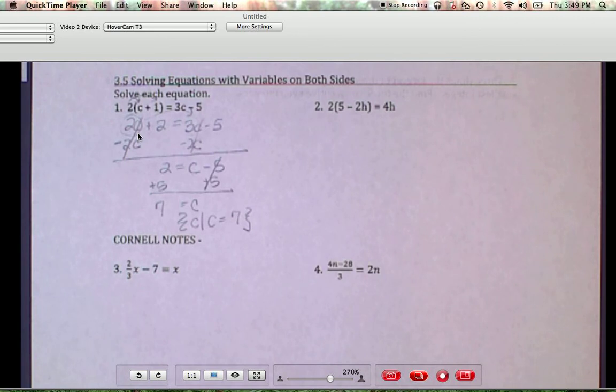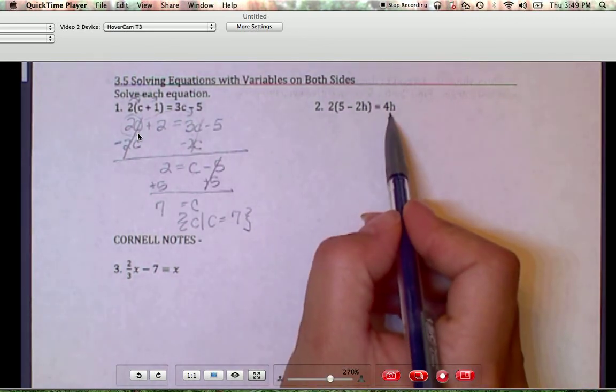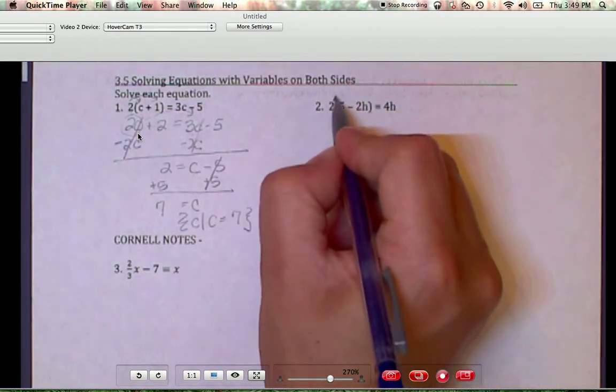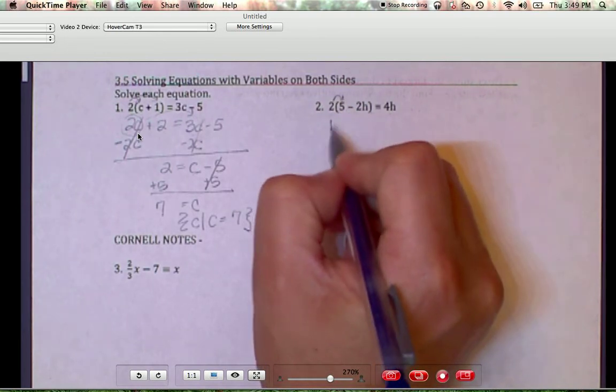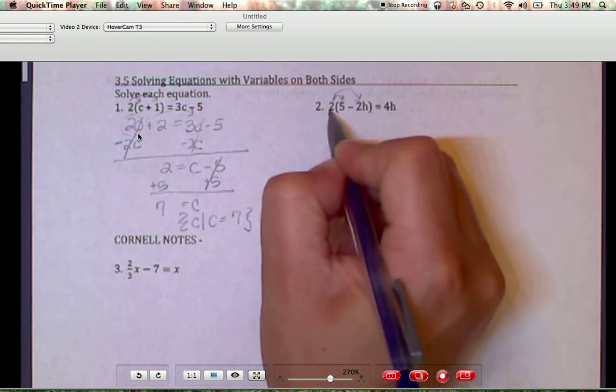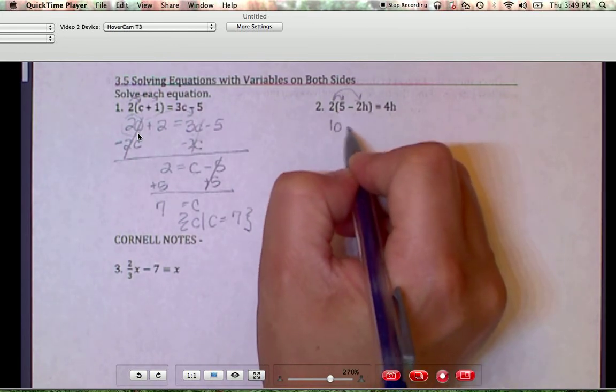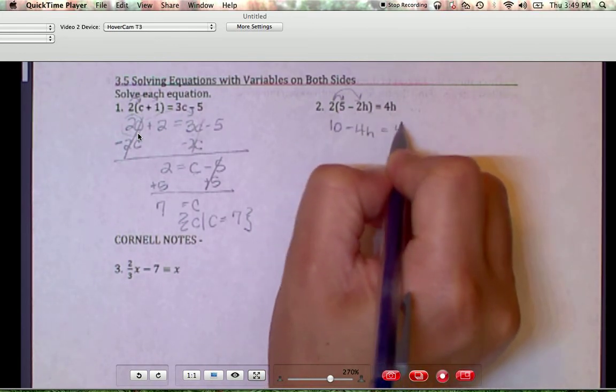Number 2 is very similar, except the right side has a single term instead of 2 terms. We still do need to get rid of these parentheses, so we want to simplify by distributing. 2 times 5 is 10, minus 2 times 2, or 2 times negative 2h would be negative 4h, equals 4h.